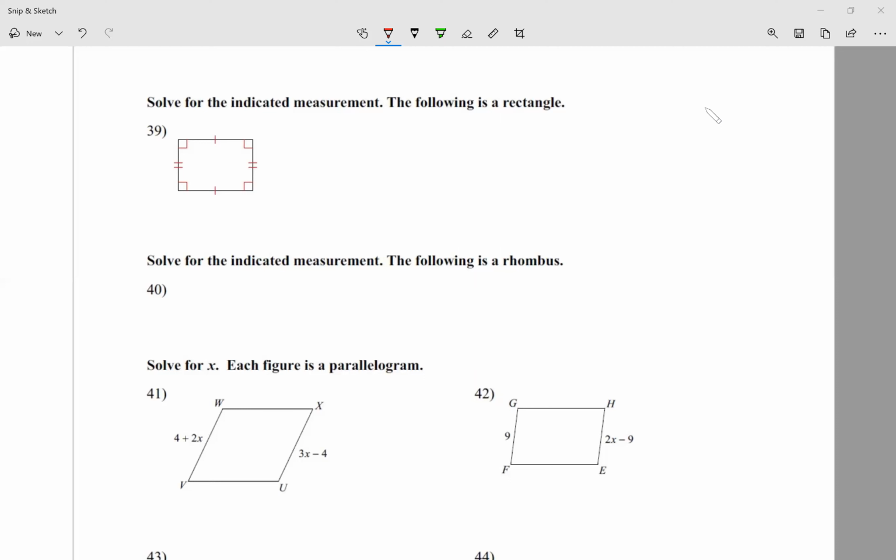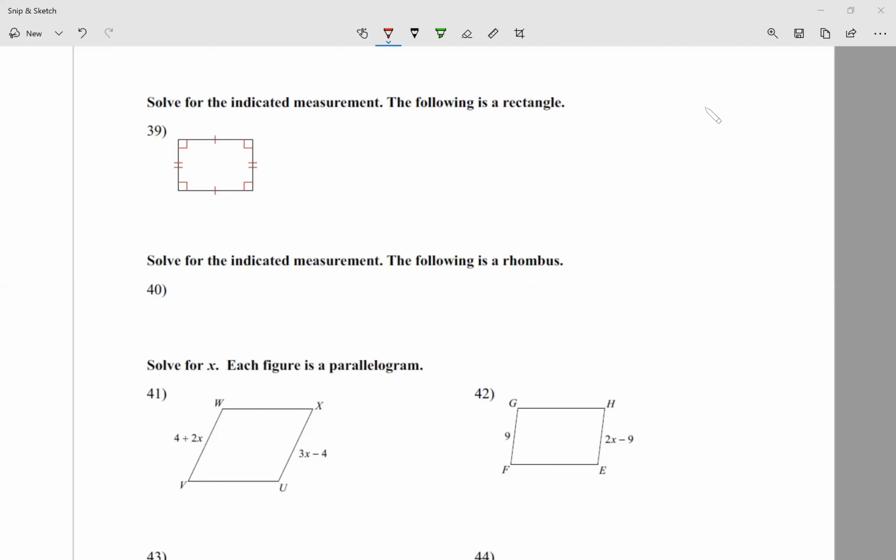I want you to think about it. Where did that 58 come from? How did I get a 58? Think about it. Remember, angle 1 and angle 4, those two angles combined have to add up to 90. That's where the 58 came from. So with a rectangle, given an angle, I can find many angles. So that's what we're going to be playing on our homework.